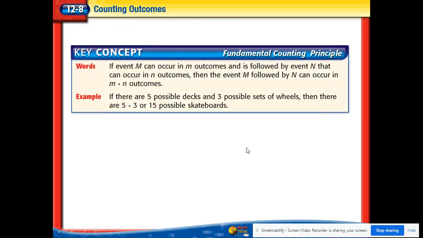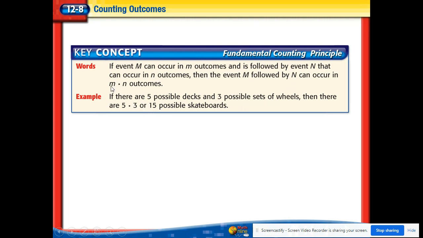That leads us to the fundamental counting principle. We do not want to do a tree diagram every single time. Imagine if we had 100 different possibilities. To do a tree diagram that large, it would take up plenty of space. So there's got to be an easier way, and that's called the fundamental counting principle.